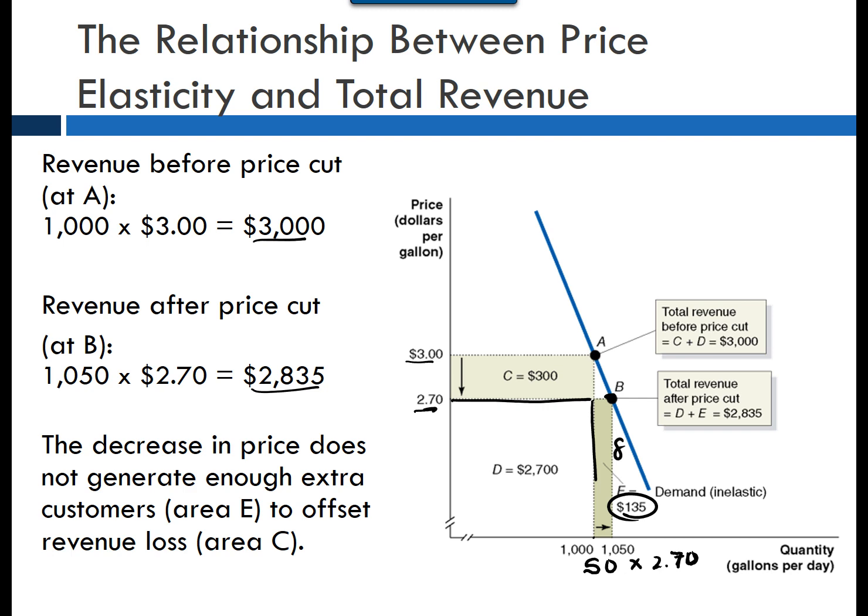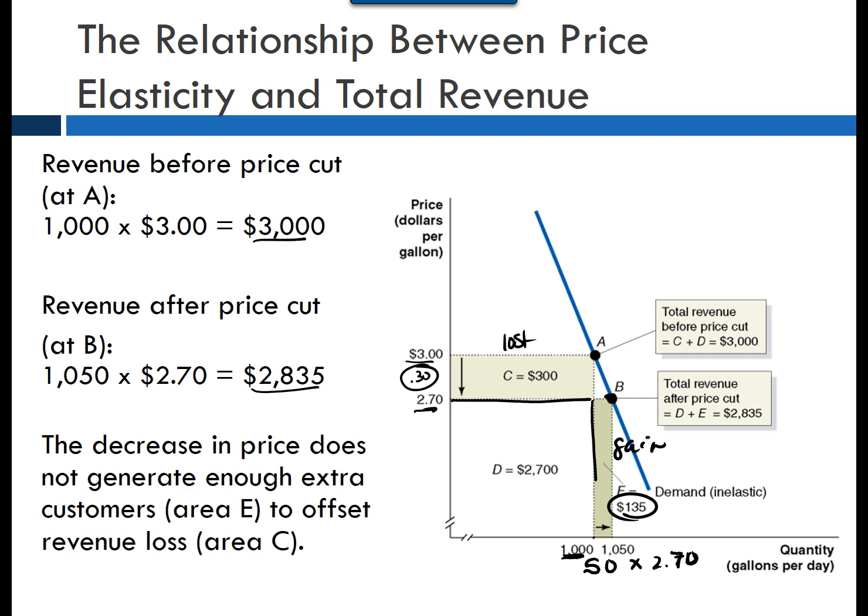So this is my revenue gained. However, these 1,000 people would have been willing to pay $3. So this is this 30-cent decrease. So I lost 30 cents of revenue on these 1,000 people. So I lost $300 in revenue.